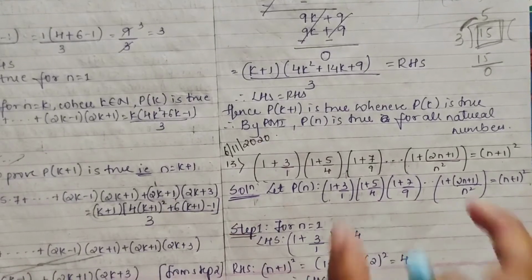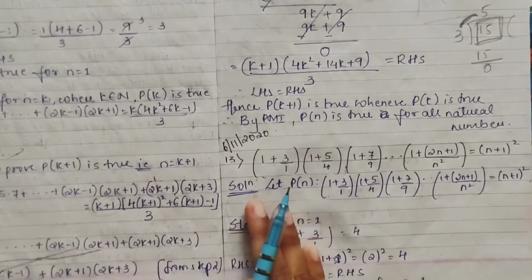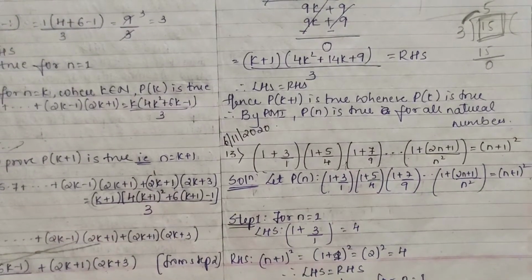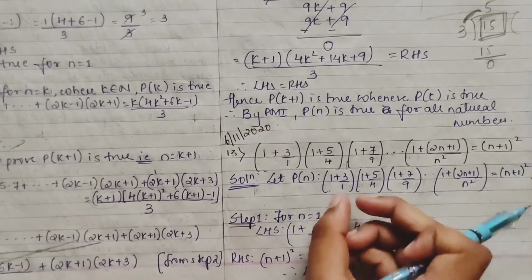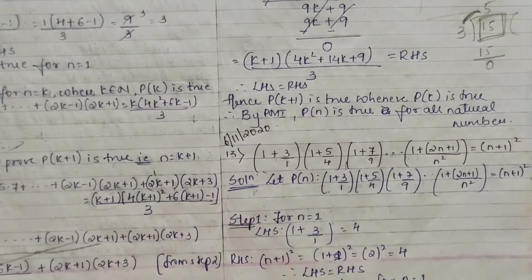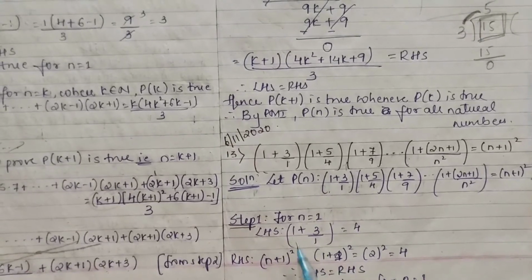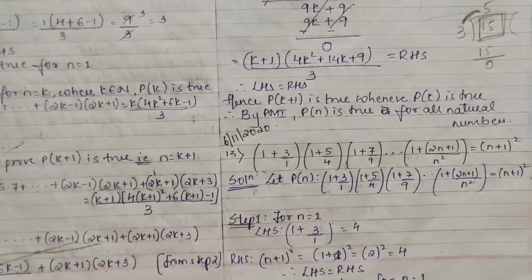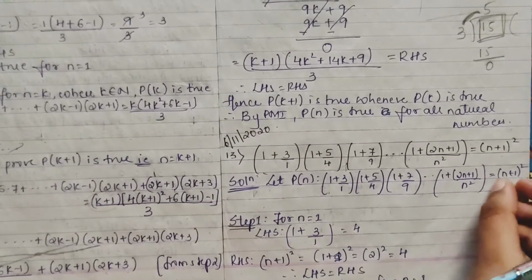Write first, let P of n be the question. Your step 1 is what? You have to find for n is equal to 1. So go through your LHS, RHS. LHS means only the first term you take. So here you see 1 plus 3 by 1. 3 by 1 means what? It is 3 only, right? So 1 plus 3 is 4.